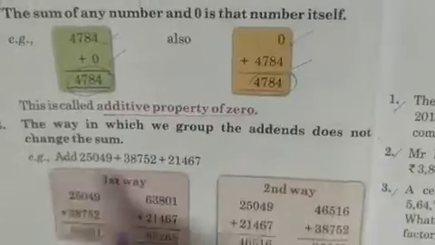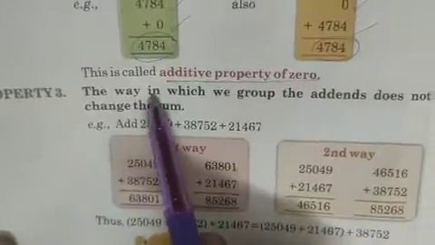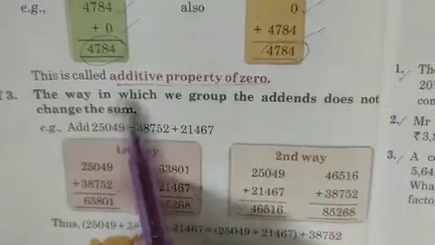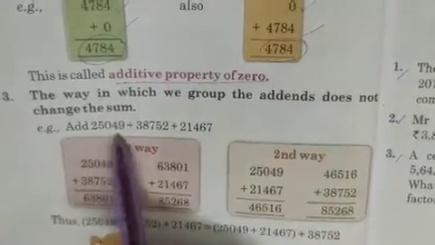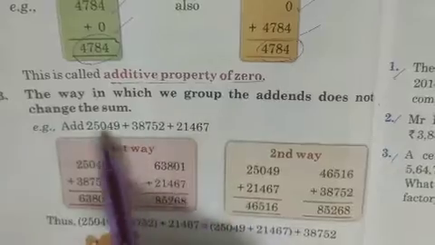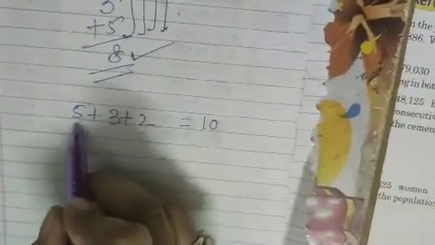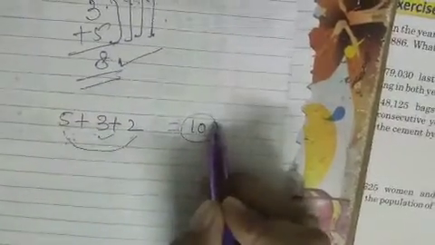The property number 3 is: the way in which we group the addends does not change the sum. It means suppose we are adding three numbers, so we can add three numbers in any way. Suppose we have 5 plus 3 plus 2. The answer is 10. If we change the grouping, suppose first we add 5 plus 2, 7, and then we add 3. The answer will be the same only.